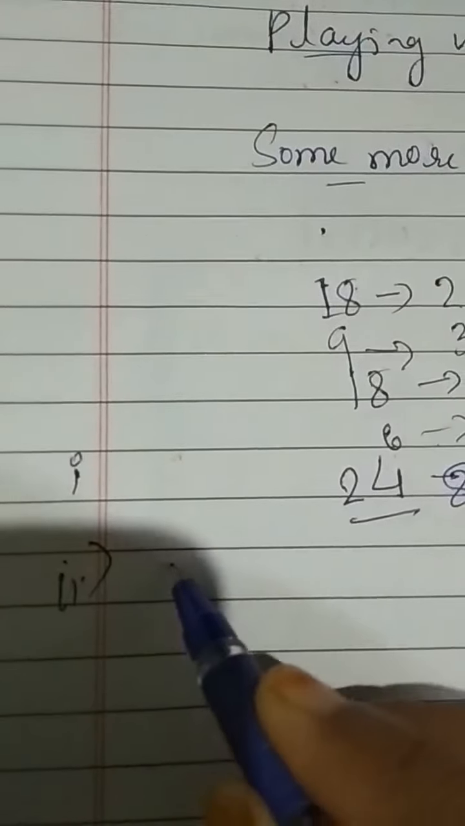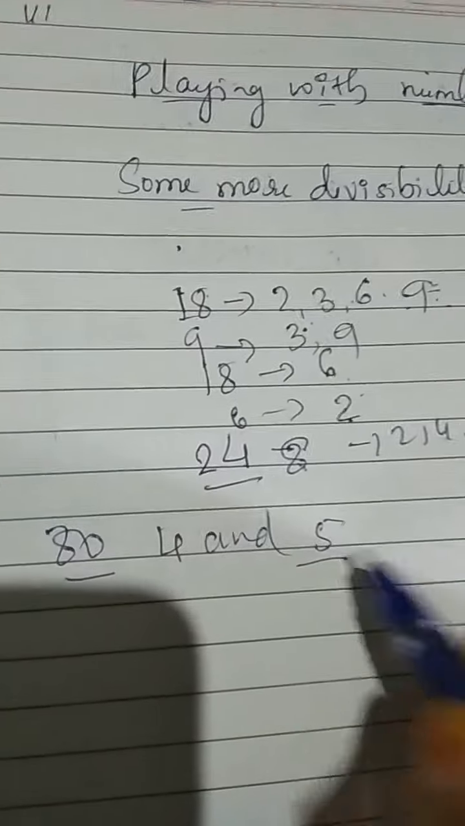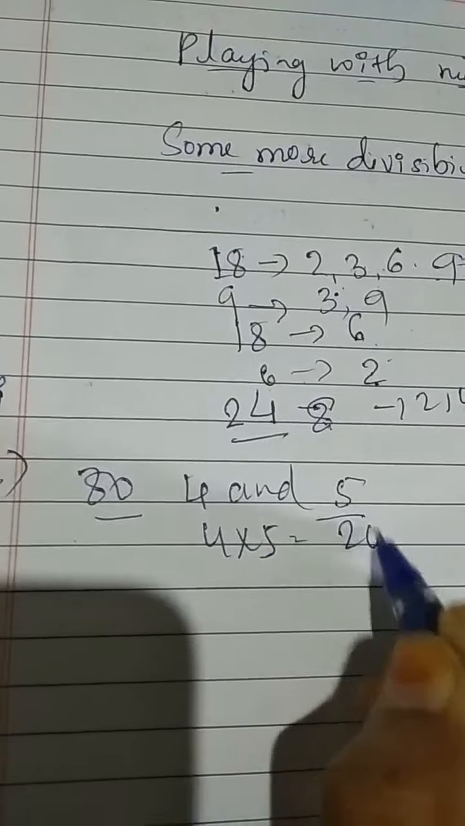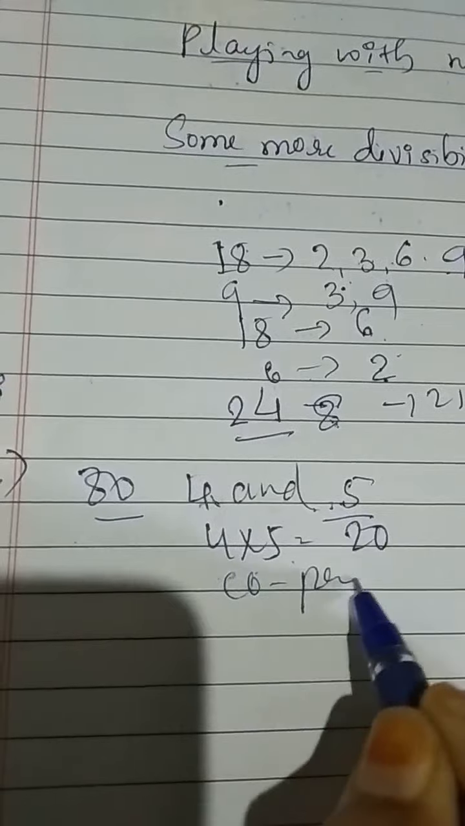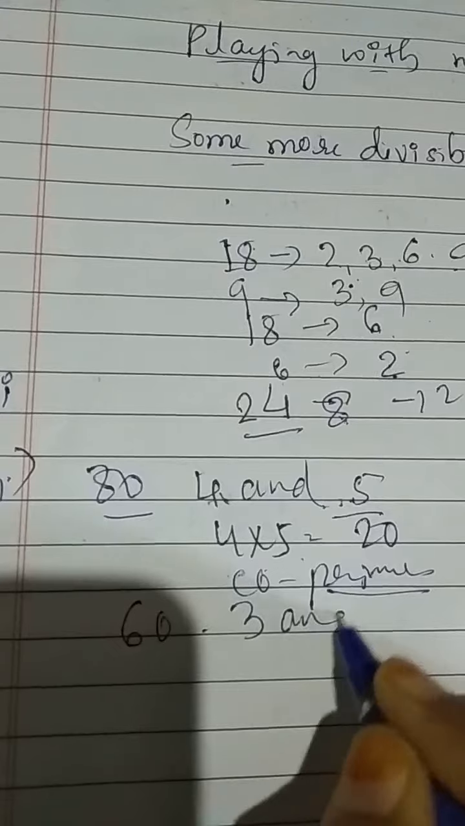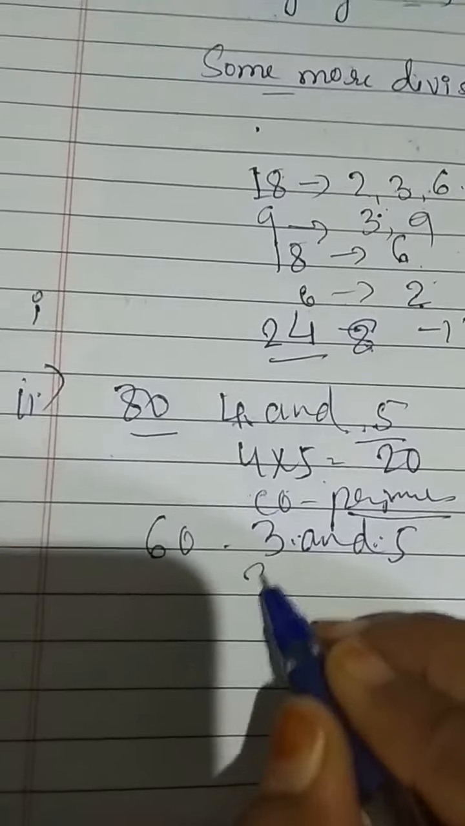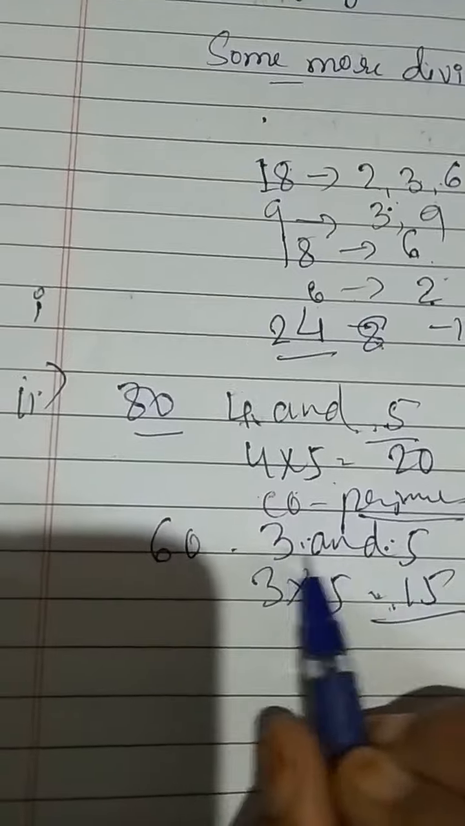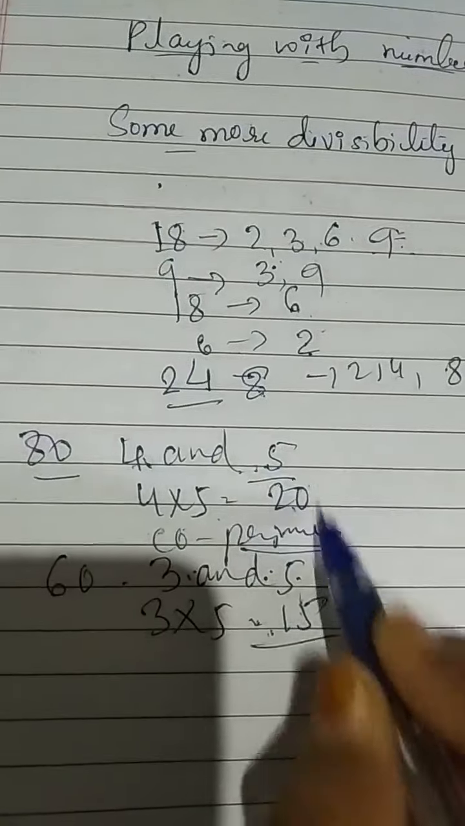Second one. Let's take a number, 80. It is divisible by 4 and 5, and so it is also divisible by 4 into 5, that is 20. Here 4 and 5 are co-prime. Similarly, 60 is divisible by 3 and 5, which are co-prime, and 60 is also divisible by 3 into 5, that is 15. So if a number is divisible by two co-prime numbers, then it is divisible by their product also.